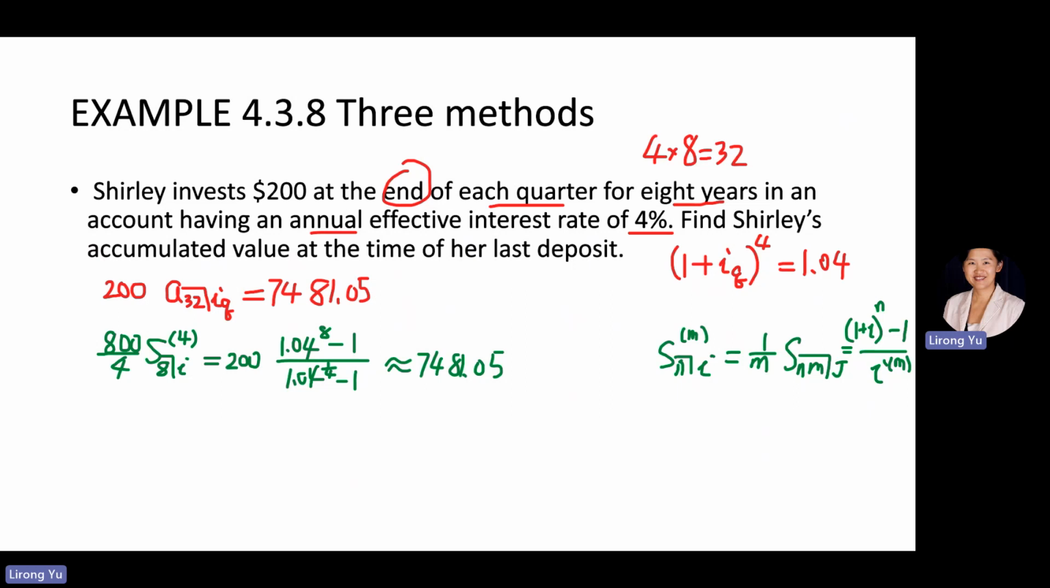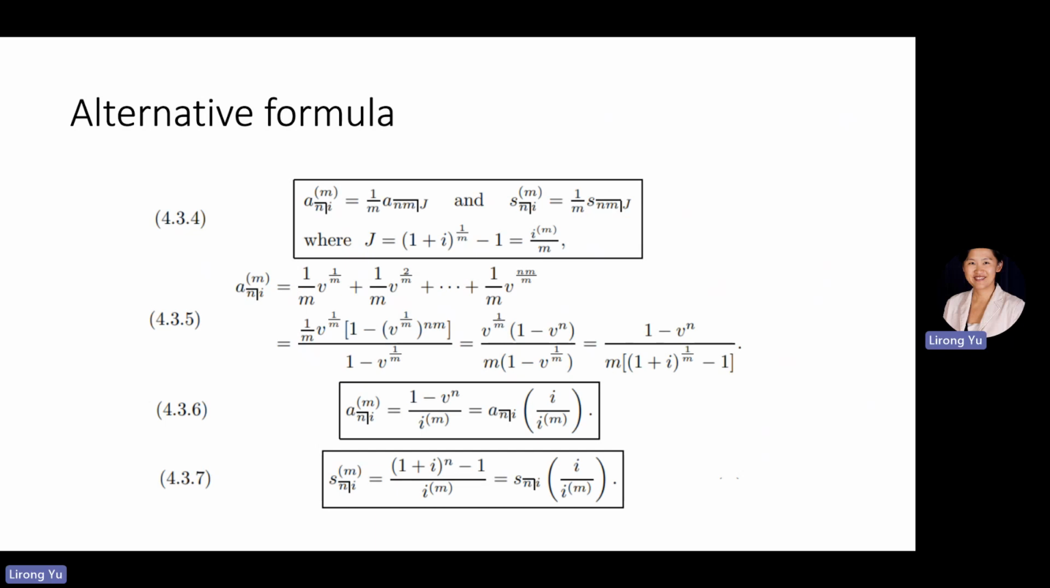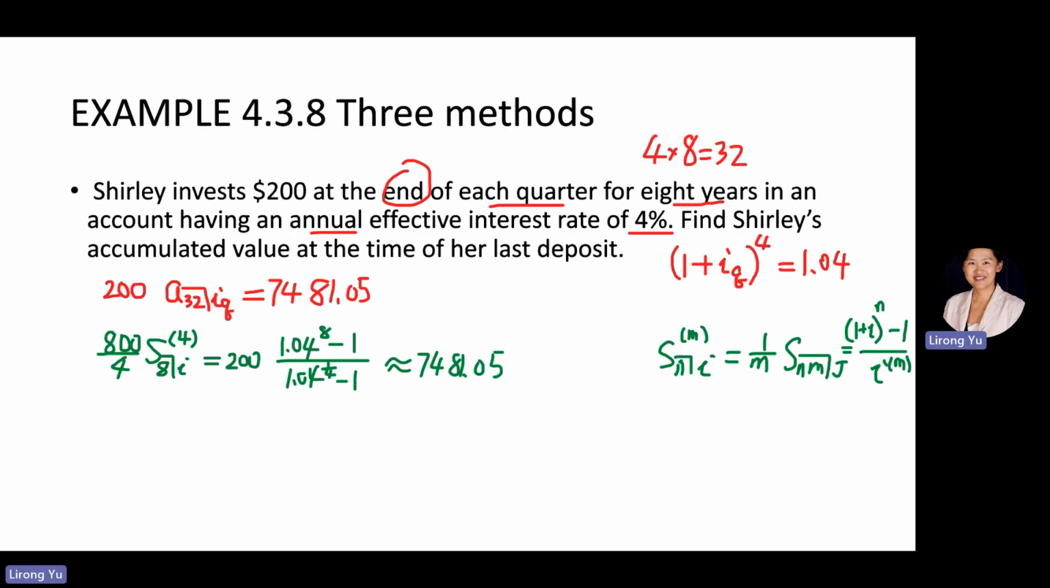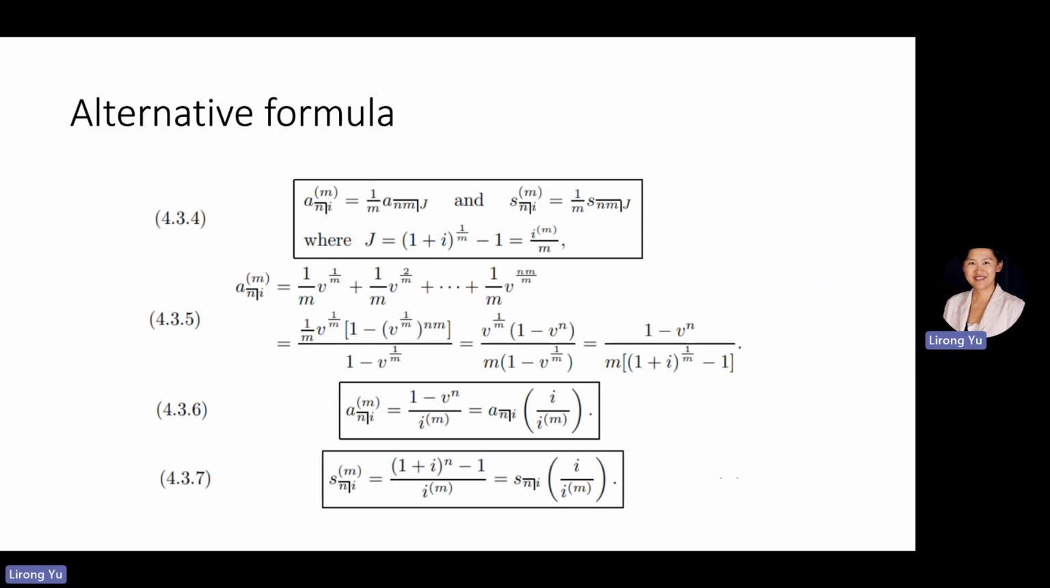So supposed to be S8 angle, with 4 in parentheses, meaning that there are 4 payments per year. For this calculation, you have to have 1 over m, right? m payments, 1 over m times S_n angle j. Okay, so that's what we're doing. The 800 is divided by 4, so each payment is 200. And then S_8 (4) we have a formula here: S is 1 plus i to the n minus 1 over i^(m).